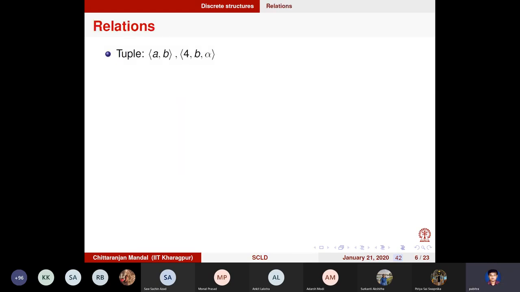Okay, now let us quickly recapitulate what a relation is. First, let me define what a tuple is. A tuple is nothing but an ordered pair of set elements. So this is a two-tuple, a in A, b in B, represented by the left angle and the right angle. The next one is a three-tuple, where a, b, alpha are elements of some set.